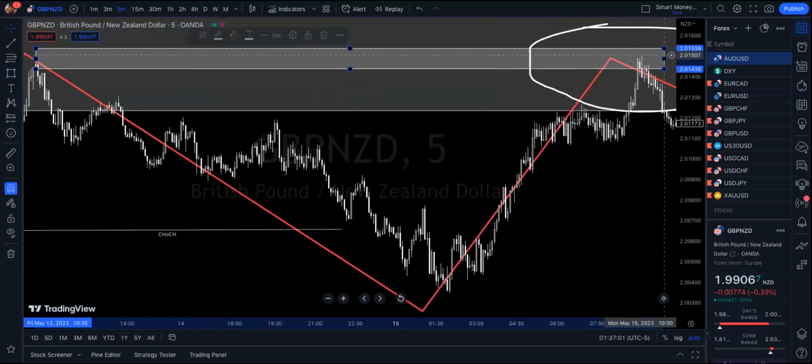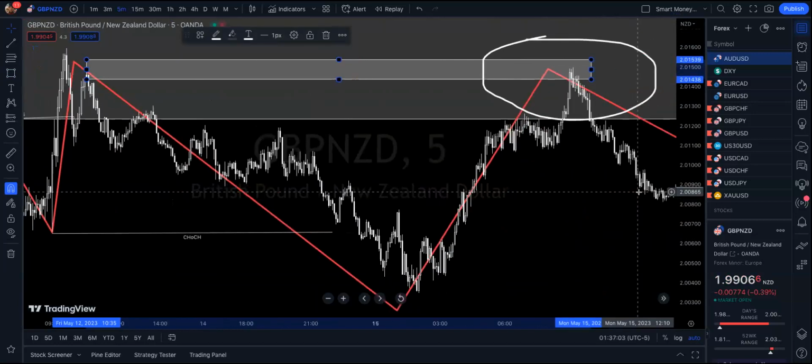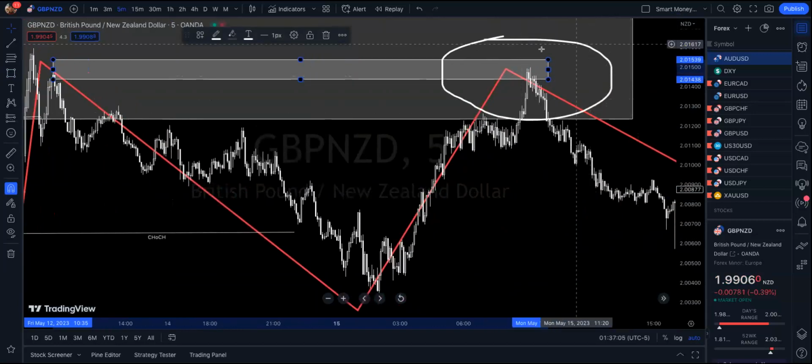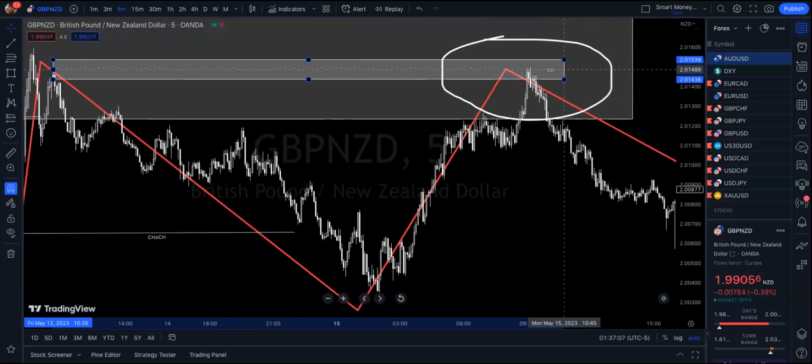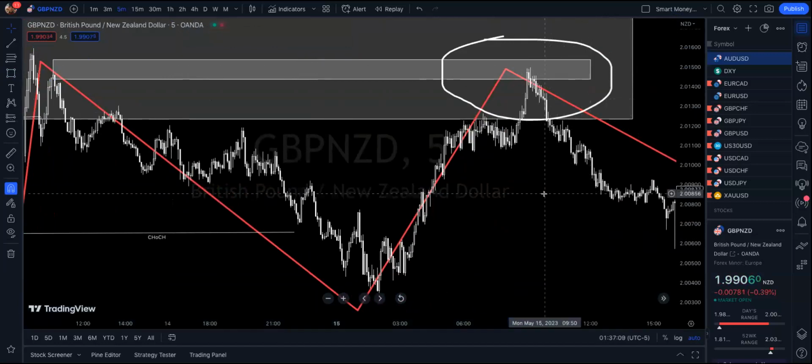Bang, bang, bang. Remember I circled this? I told you the entry was up in there? Bang, right there. Come on, man. This is what we do.